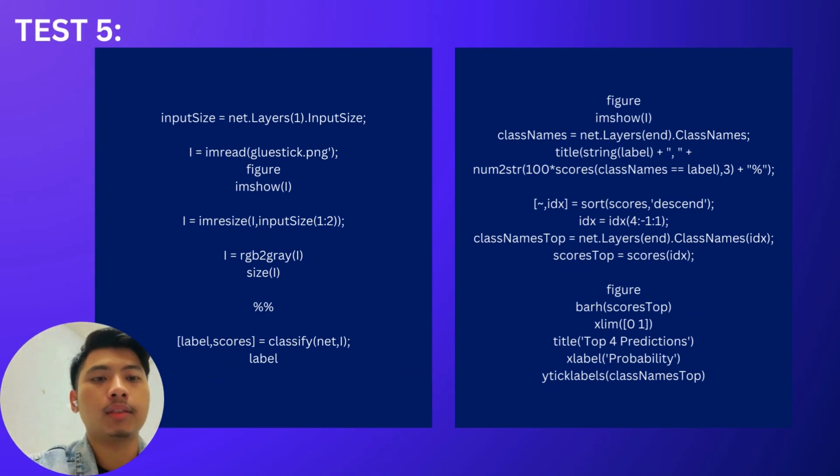For the last test, which is the fifth test, we choose a picture of a glue stick to test the accuracy. The result from figure 22 shows 99.2%. We can conclude that it is a successful fifth test.